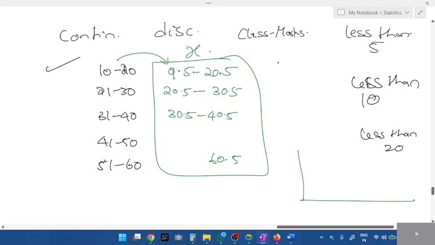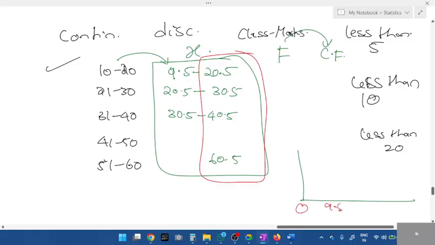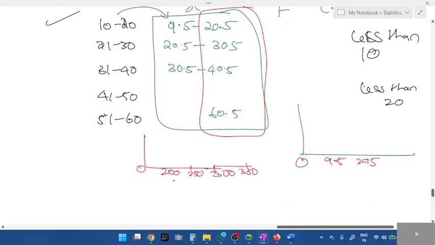In this, if they give class marks and frequency, and ask you to draw the ogive graph, convert into cumulative frequency. Cumulative frequency and upper limit are required. Take all the upper limits. So 0, 9.5, 20.5. And if there is a bigger gap between 0 and 9.5, for example, if it was 0 and 200, then 250, 300, 350. So what is the distance between each class mark, students?